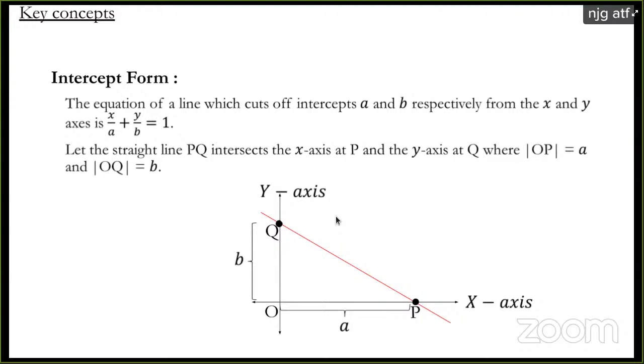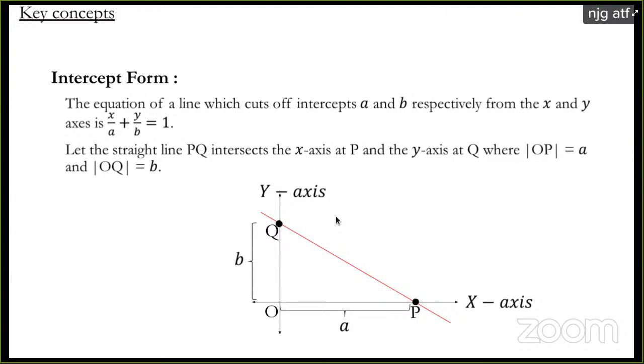So my y-intercept will be B for that line. If you have these intercepts with you, x-intercept and y-intercept, then you can write the equation of this red line. The equation of the line is x by a, where a is the x-intercept, plus y by b, where b is the y-intercept, equal to 1. This form is called the intercept form.